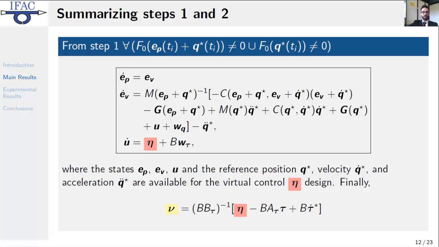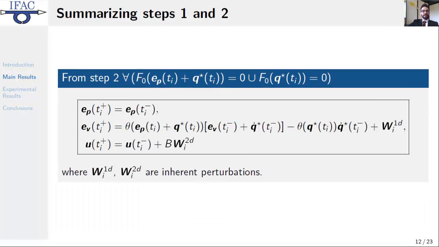Now we would like to summarize steps 1 and 2. From the first step, continuous dynamics is obtained and is shown in these equations here, where the states position error, velocity error, and the virtual variable u, and the reference position q star, velocity q dot star, and acceleration q double dot star are available for the virtual control eta design. Finally, remember that our voltage input is designed as shown in this equation, where the new virtual control variable eta must be designed. From step 2, we get the transitions in the states at the collision instance, as given in these equations here, where one more time, capital W_1d and capital W_2d are inherent perturbations.